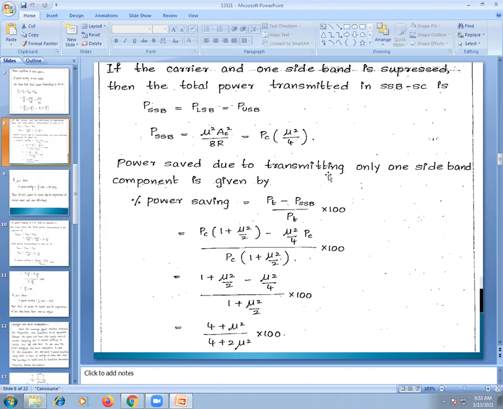So the power saved due to transmitting only one sideband component is given by the percentage of power saving: total power minus single sideband power, by total power, into 100. That is the percentage of power saving. That is PC into 1 plus M square by 2 minus single sideband power M square by 4, into PC, by PC into 1 plus M square by 2, into 100.